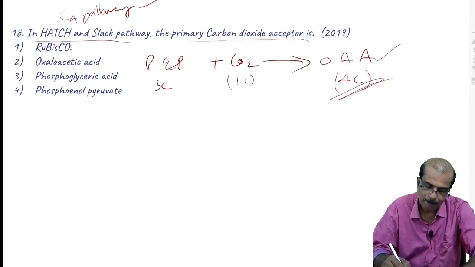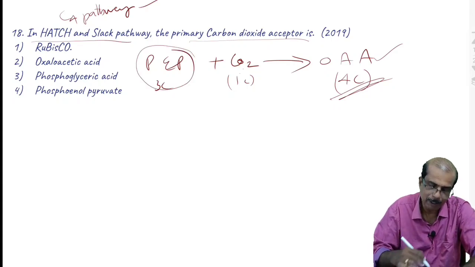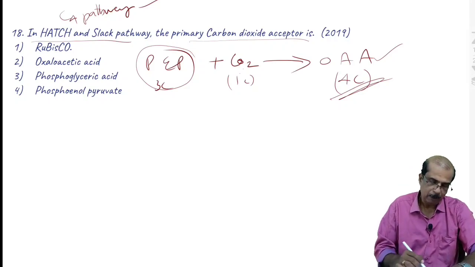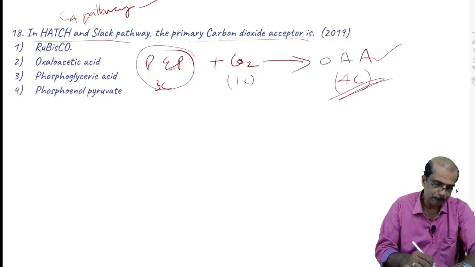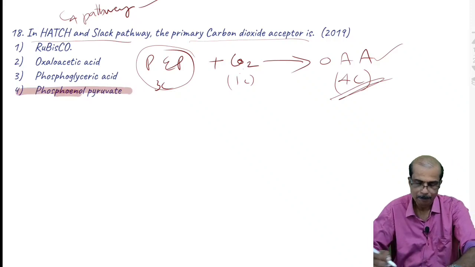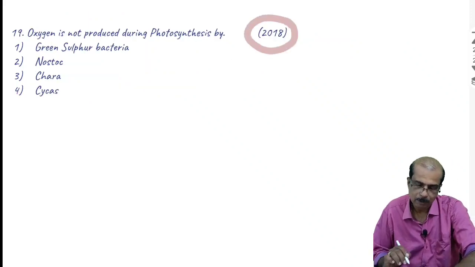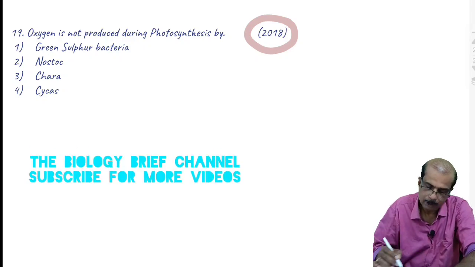Here the primary carbon dioxide acceptor is nothing but phosphoenol pyruvate. This is a direct question. Our answer is the fourth option, phosphoenol pyruvate. Next question, asked in the 2018 NEET examination.